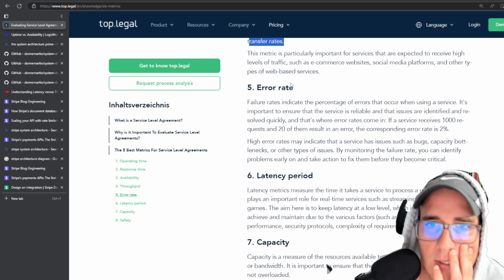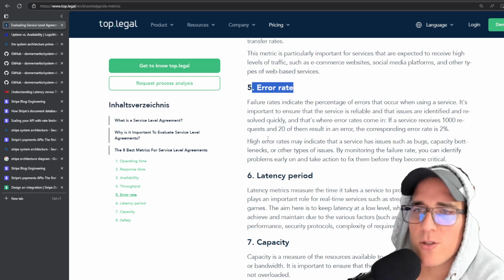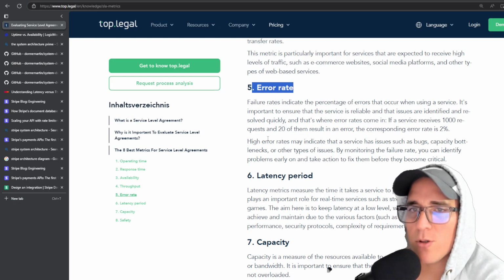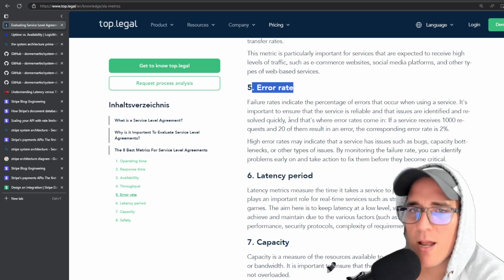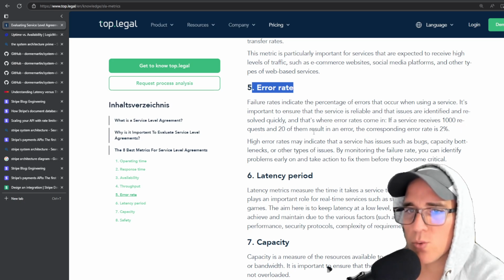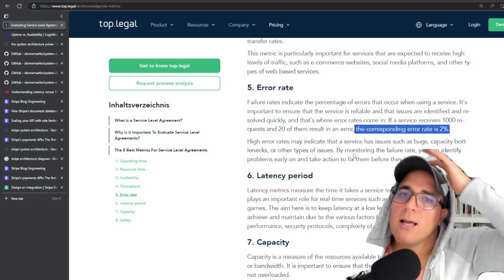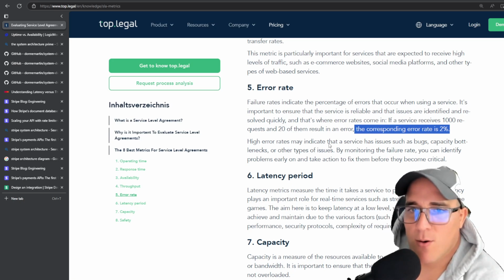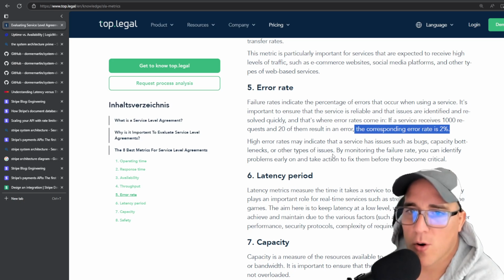Error rate. This is another metric. Failure rates indicate the percentage of errors that occur when using a service. It's important to ensure that the service is reliable and that issues are identified and resolved quickly. And that's where error rates come in. If a service receives 100 requests and 2 of them result in error, the corresponding error rate is 2%. High error rates may indicate that the service has issues such as bugs, capacity bottlenecks, or other types of issues. By monitoring the failure rate, you can identify problems early and take action to fix them before they become crucial.